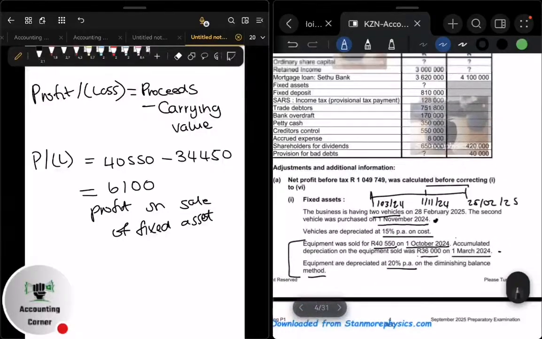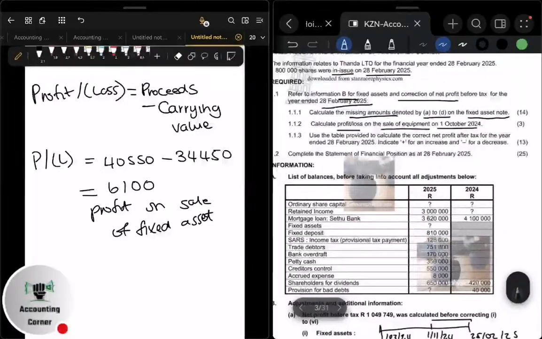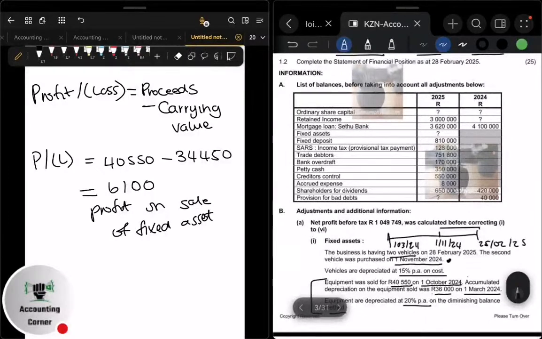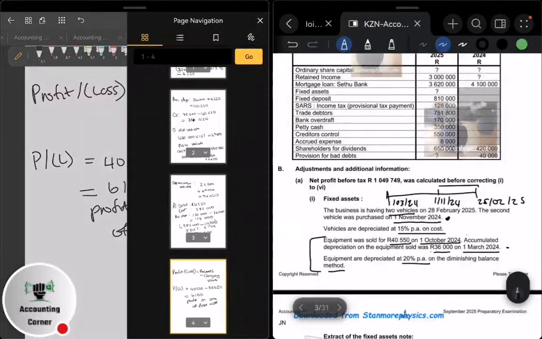Okay. Let's continue. Then it says use the table provided to calculate the correct net profit after tax for the year ended 28th February 2025, plus for an increase and minus for decrease. So it was calculated before. Okay, I don't have the table with me right now, but let's do this without it.